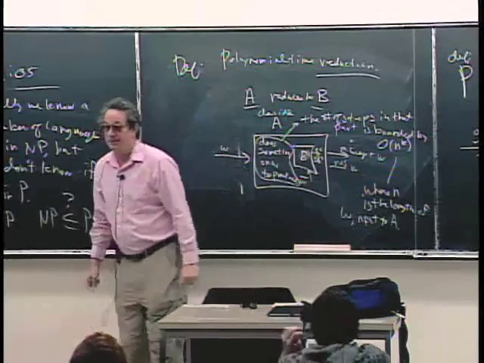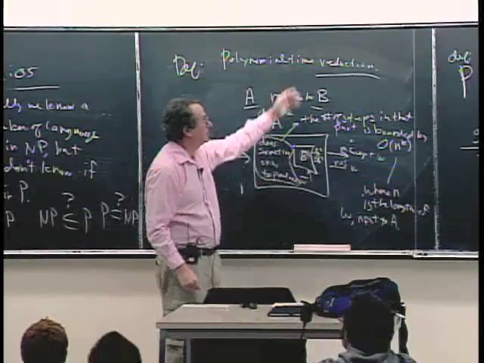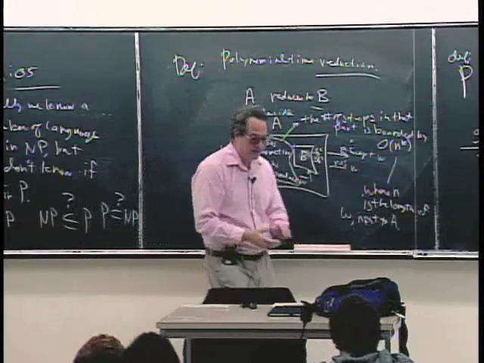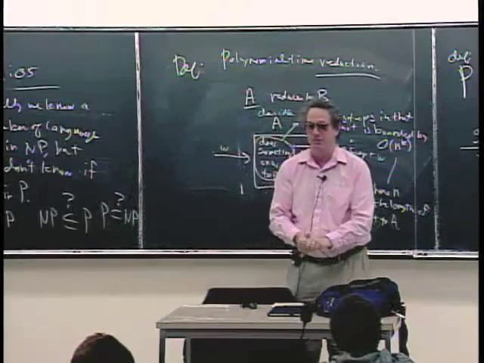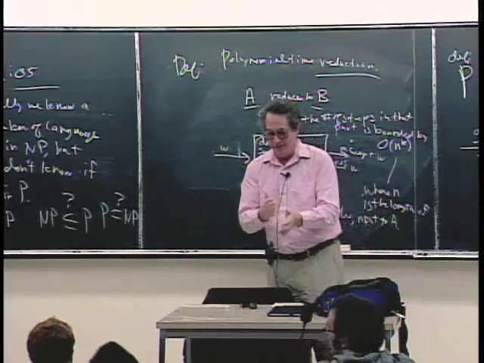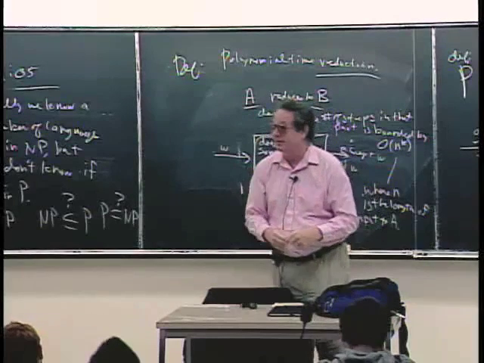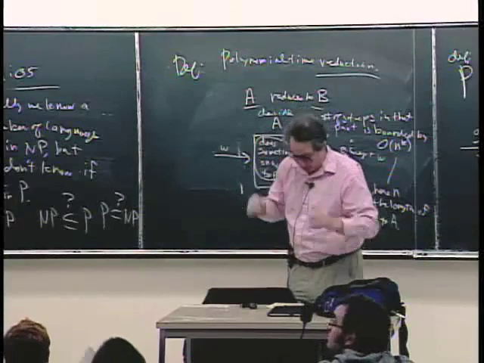Do I have one more minute? Okay, that's a polynomial time reduction. I'm so close to talking about NP completeness, but we'll do that next time. I just need another 30 seconds for that. I don't think I have it.